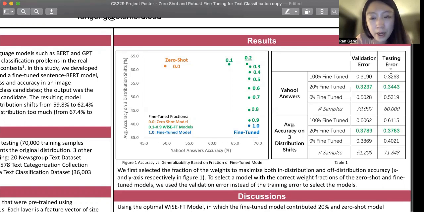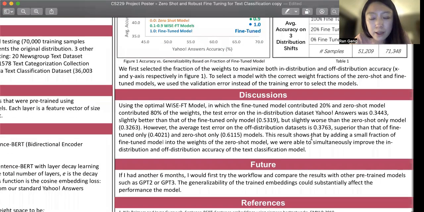When we look at the testing accuracy with a standalone, set-aside testing set, the conclusion was very similar. We increased both the generalizability and the accuracy, based on the testing accuracy in the in-distribution dataset and the off-distribution dataset. The result shows that by adding a very small fraction of the fine-tuned model, 20%, into the weights of the zero-shot model, we can simultaneously improve the in-distribution and off-distribution accuracy of text classification models. This will improve the generalizability and help us use these models in the day-to-day world.